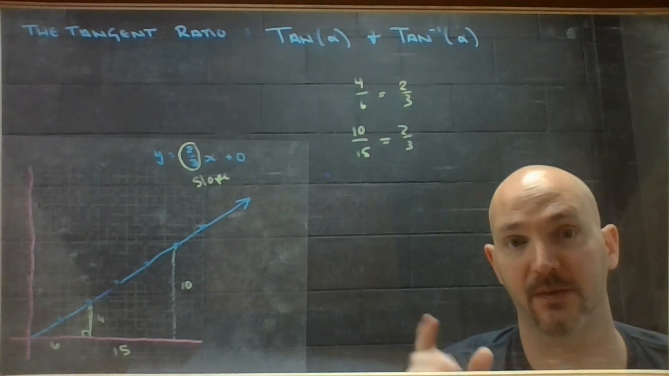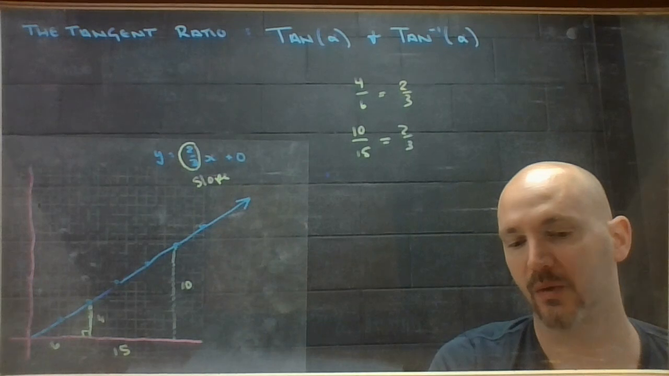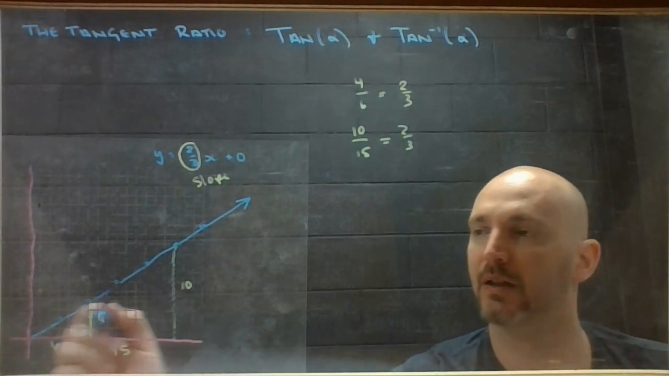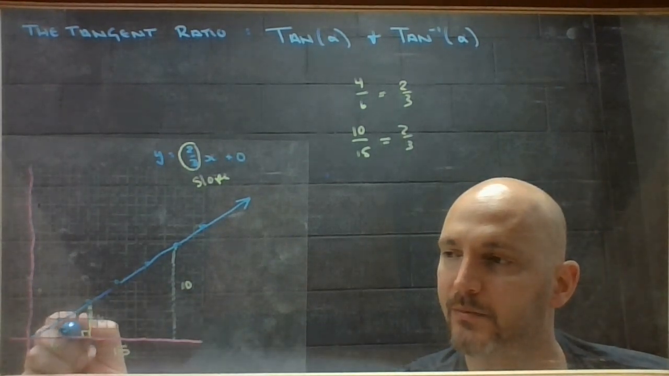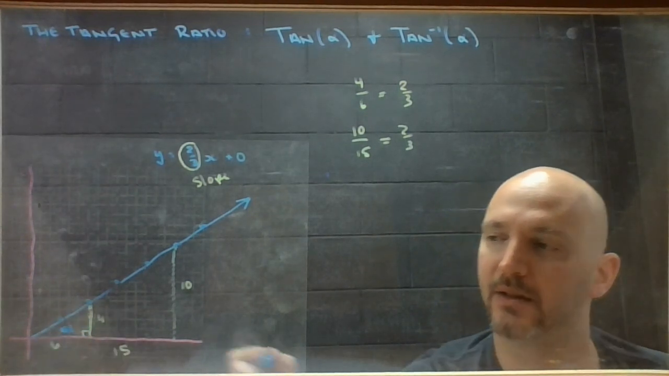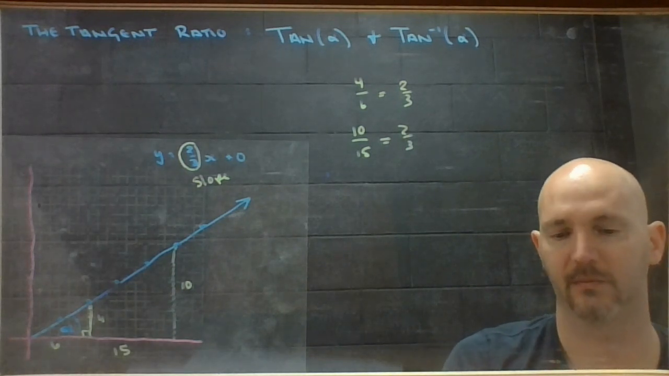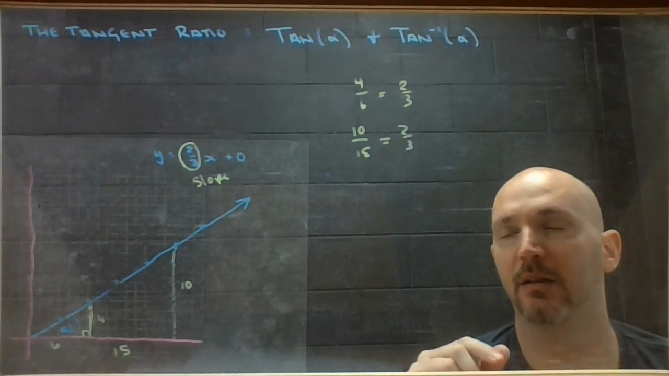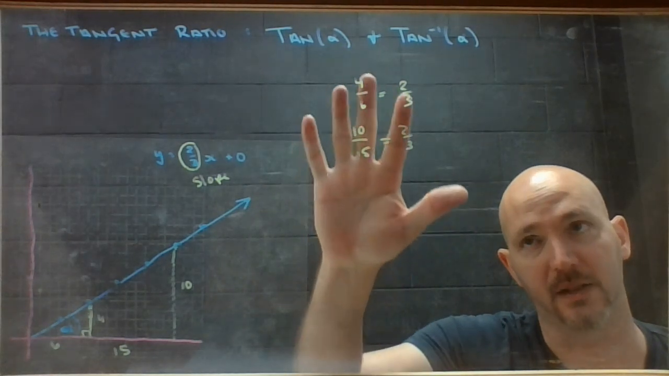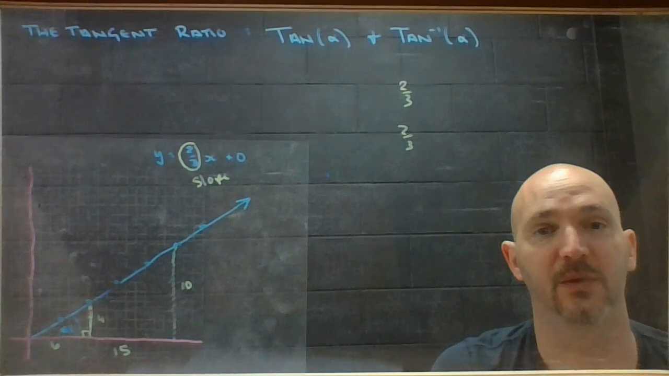So what does that have to do with triangles? Well, in this corner here, there's an angle. I'm going to use a Greek letter alpha for that angle there. Now we've got 2/3 here as the ratio between the sides.